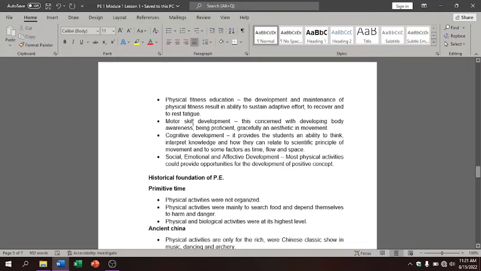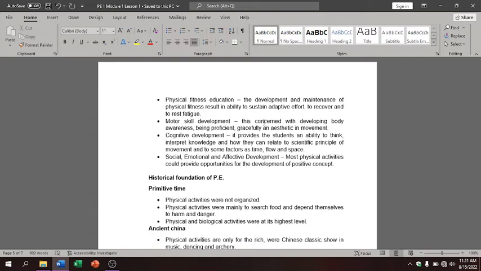Next one is motor skill development. As you can see, this is concerned with developing body awareness, being proficient, graceful, and aesthetic in movement. It means that one of the objectives of physical education is to develop your motor skill, meaning developing how to properly execute such a skill.